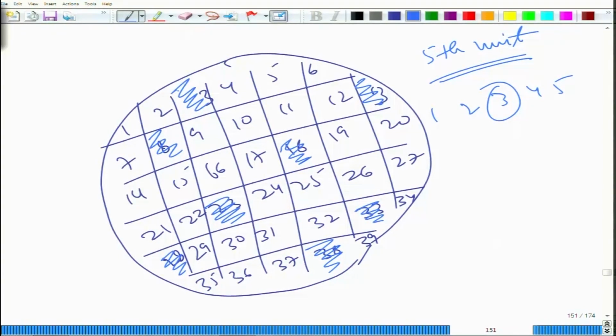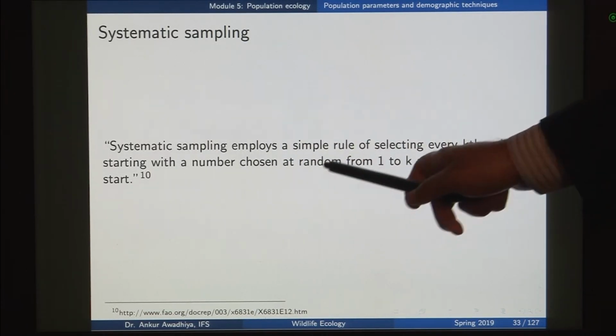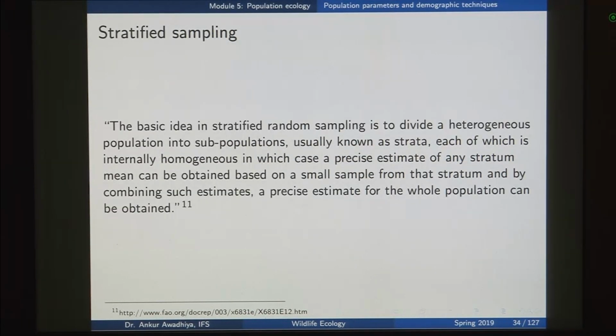So, this is the method in which you are selecting every kth unit. In this case every 5th unit is getting selected as part of the sample, and the first one is being chosen at random from the first to the kth unit. This kind of sampling process goes by the name of systematic sampling: a simple rule of selecting every kth unit starting with a number chosen at random from 1 to k as the random start. Next you have stratified sampling.